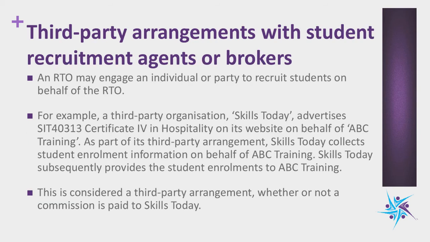Okay, so the next one is a third party arrangement with student recruitment agents or brokers. So this could be you're either a CRICOS provider or you might be an RTO that engages a company that recruits students on your behalf. So you may engage an individual or party to recruit students. For example, a third-party organisation could be Skills Today. It advertises Certificate 4 in Hospitality on its website on behalf of ABC Training. So as part of this third-party arrangement, Skills Today collects enrolment information on behalf of ABC Training.